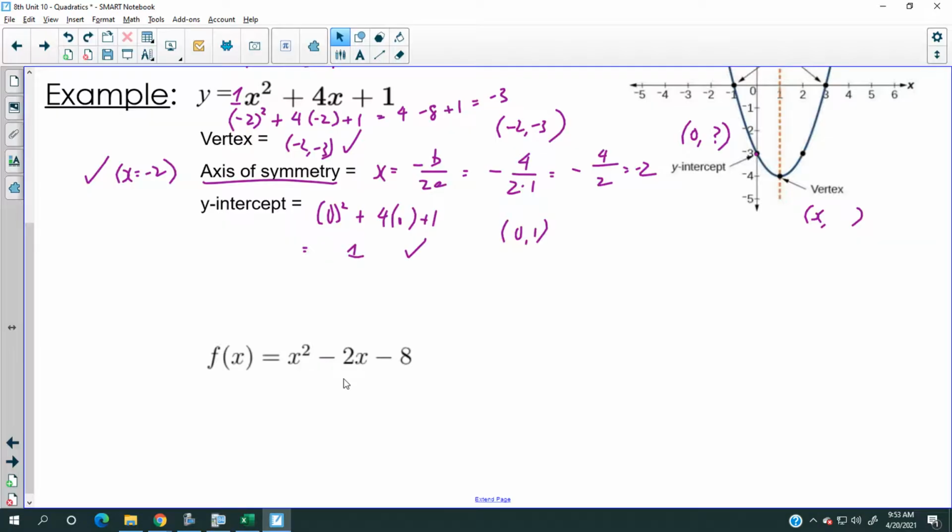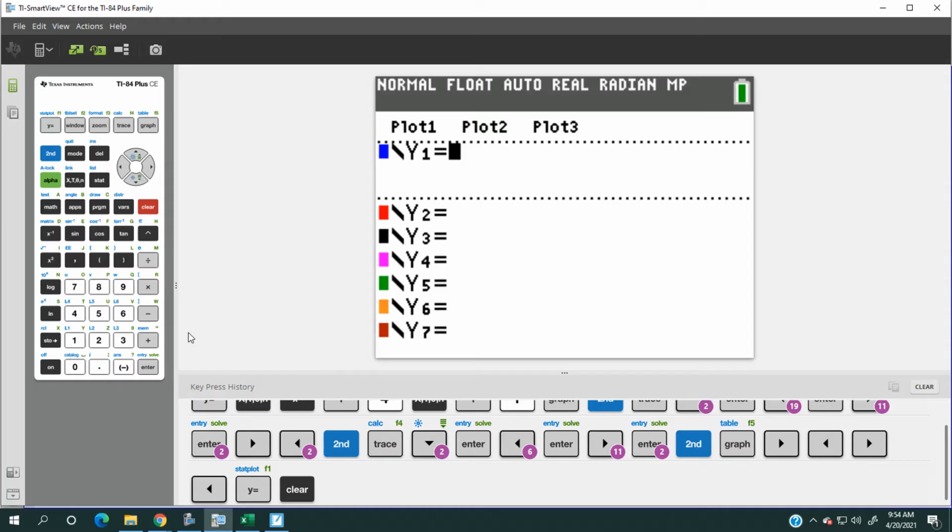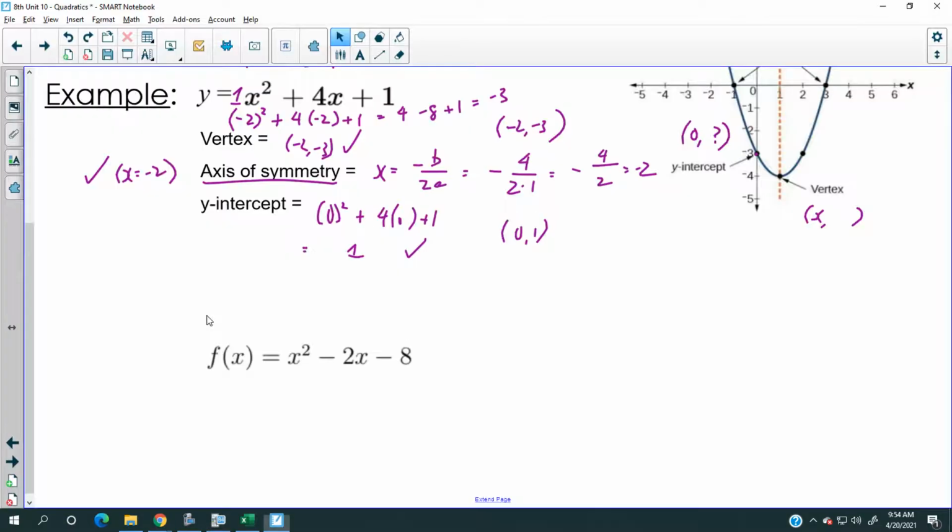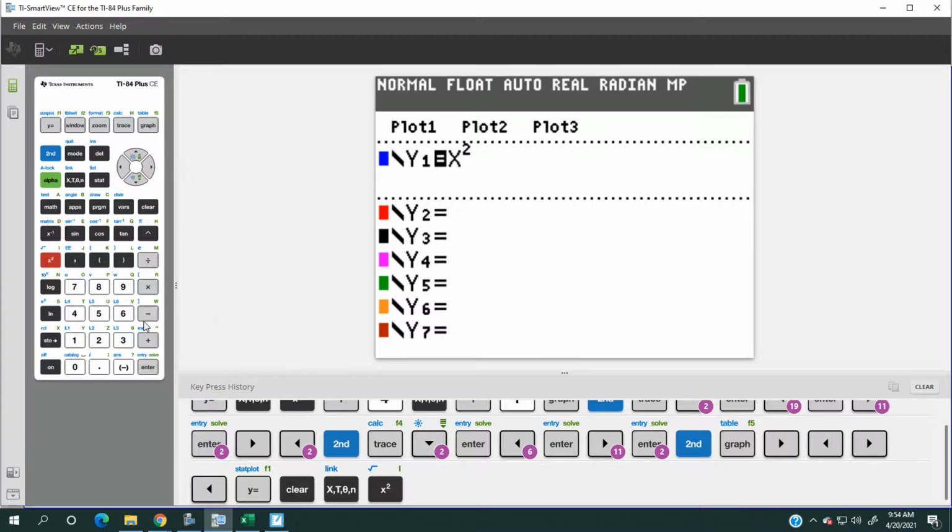And then as we go over the vertex, the axis of symmetry, and the y-intercept, we can refer back to the graph just to show that what we're doing is right, okay? If you ever want to use that as a strategy to check your answers, you're more than welcome to do that. Now, what's the question? X squared minus 2x minus 8. I'll graph it and then we'll go from there.